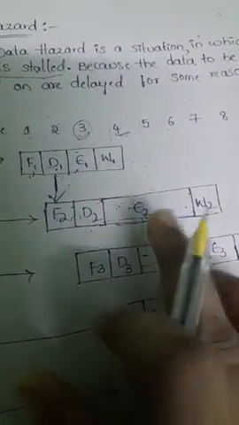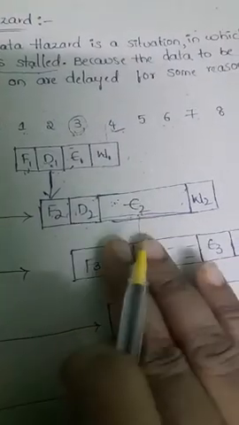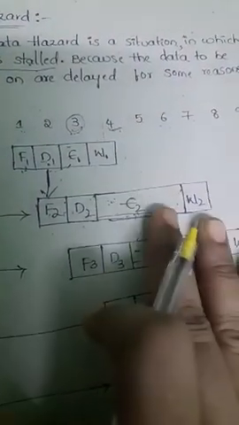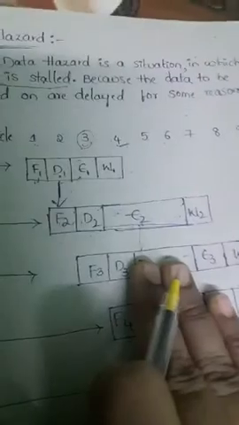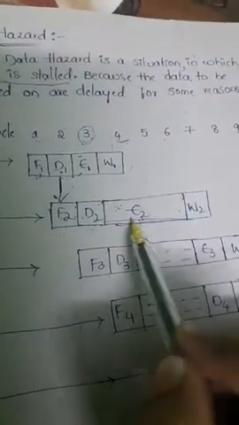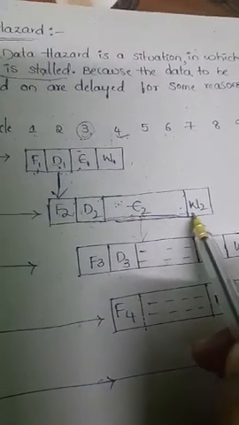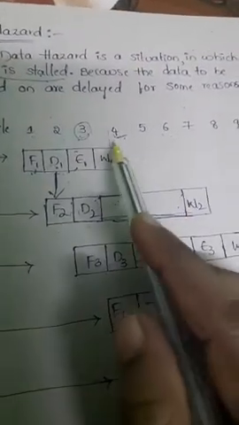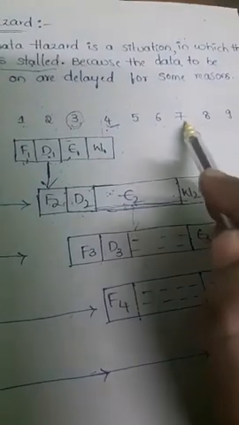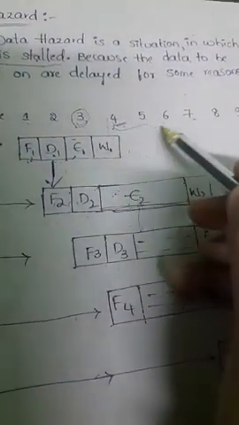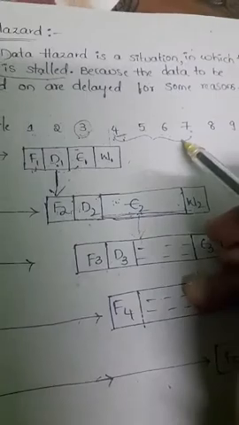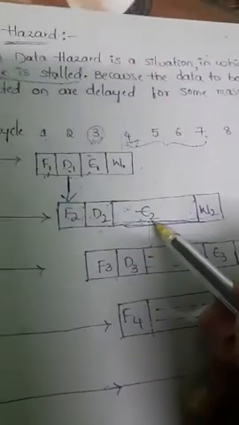Okay, so this E2 must be completed at the end of the 4th clock cycle itself, but what happened is that due to some problem the execution of the second instruction got delayed. So from the 4th to the 7th clock cycle, in this region, the execution of the second instruction got delayed.